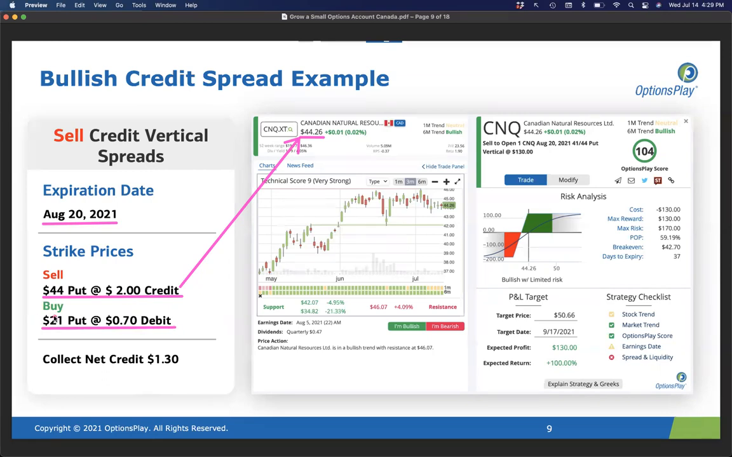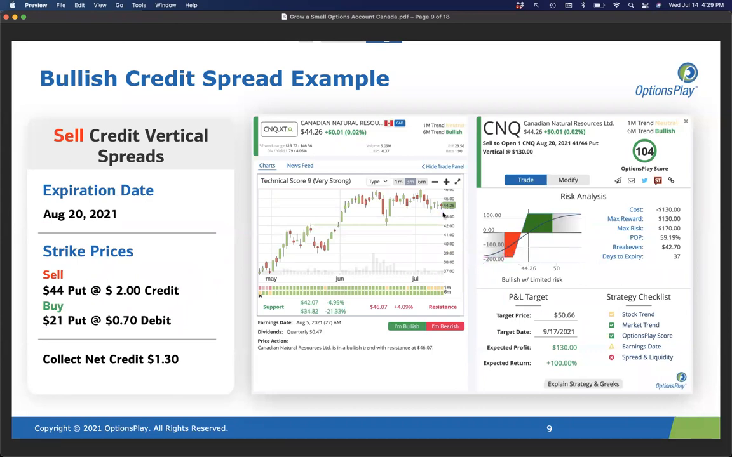I apologize, this is a typo. This should say 41, not 21. So instead of selling just a naked $44 put, what we also do is we buy a $41 put. And what that does is, instead of taking on risk that looks like this, where you have unlimited risk to the downside with a short put, what you have is you basically limit your losses here to the downside.